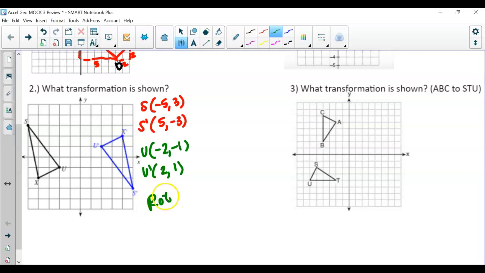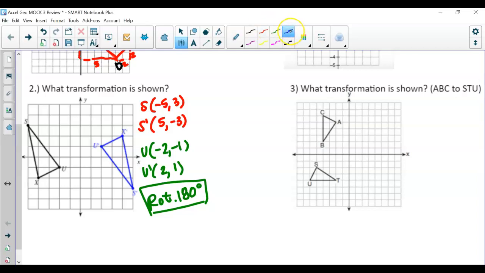Again, here's a shortcut to check why this is not a reflection. Let's say it was a reflection over y equals negative x. Here you have to have straight lines. But then notice how S is all the way down here. It is not correlated here. So that's why this is not a reflection. Remember, for a reflection, all the points need to match up. So this is a rotation of 180.